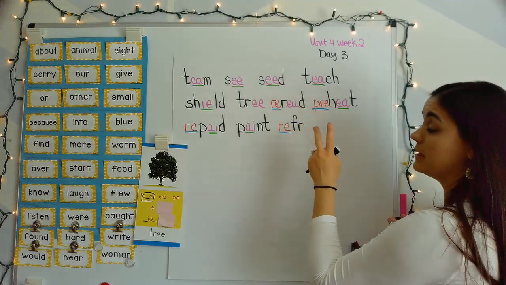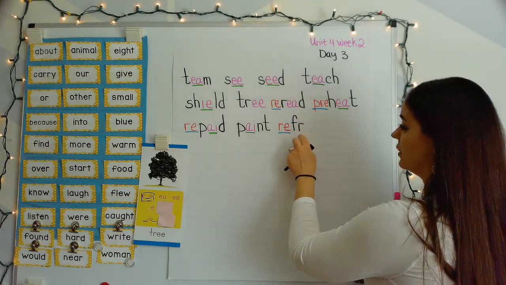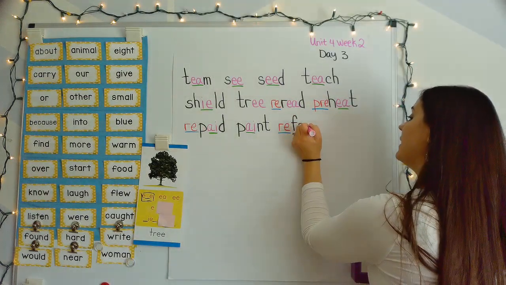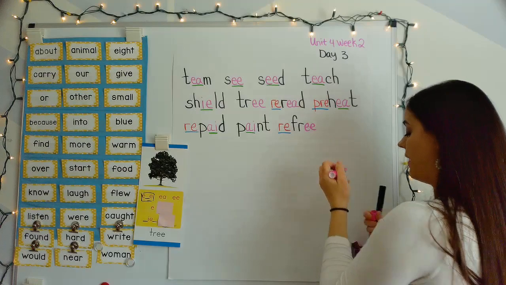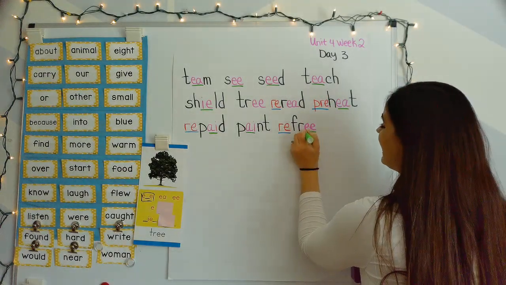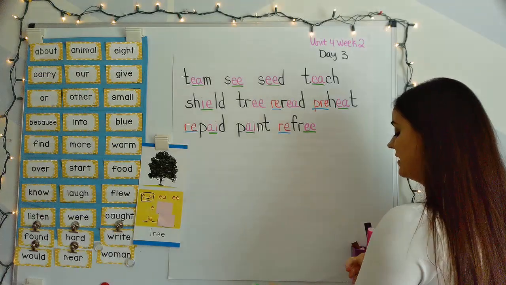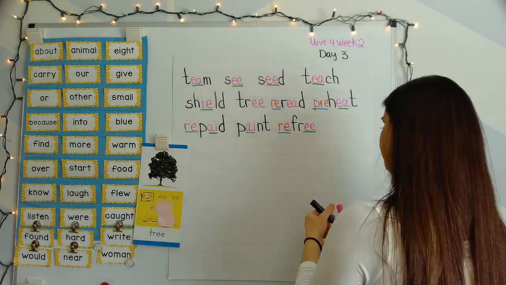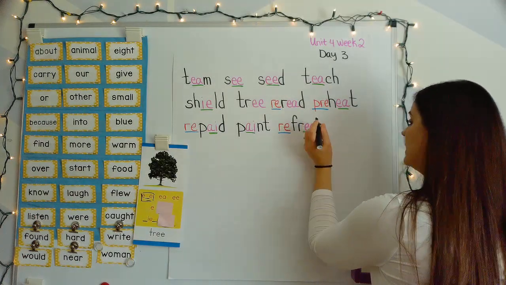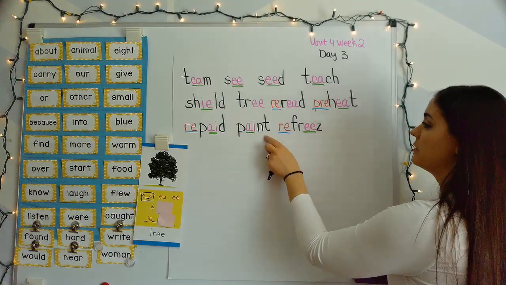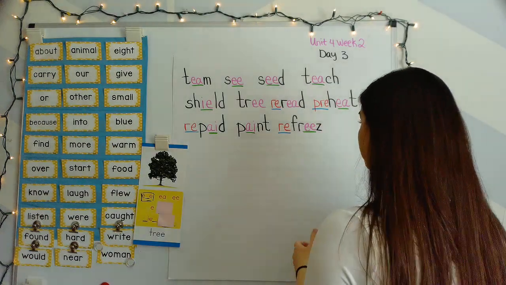F-R, R blend. Fur. And then E-E, vowel team, working together to say that long E sound. Re-for-E, re-free. Z says Z. Re-for-ease, refreeze.